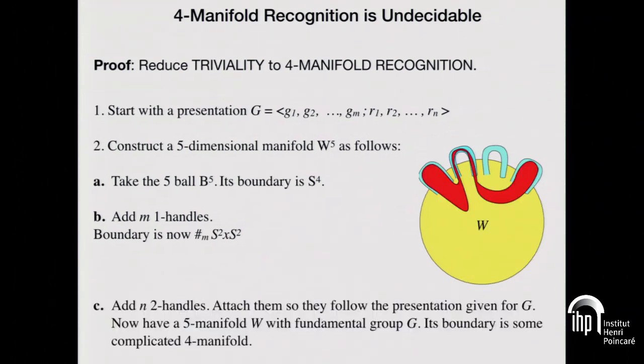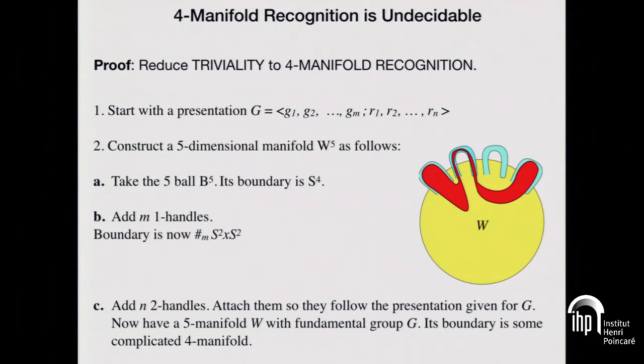And now we want to add some two handles. I've just drawn one. We want to add some two handles, one for every relation, that follow the relation. So this two handle corresponding to this relation says go over the first one handle once, then go over the second one handle, then go over the fourth one handle, then go backwards over the second one handle, and you'll see something like that.